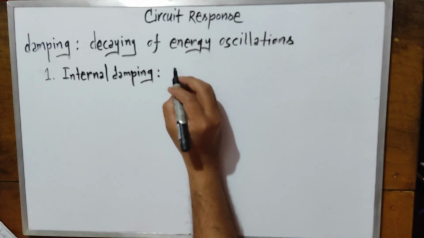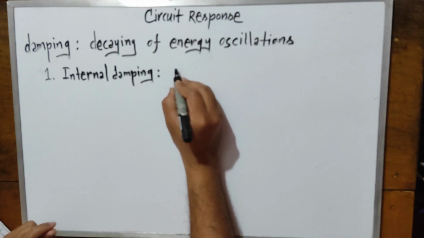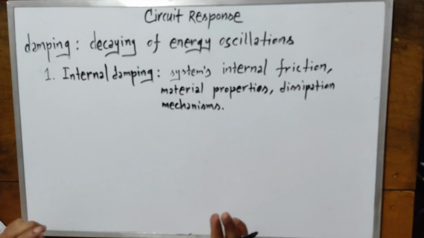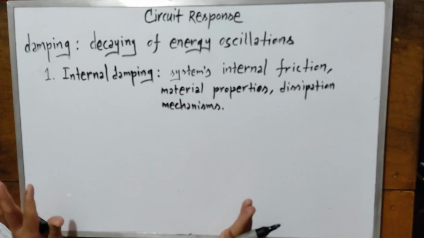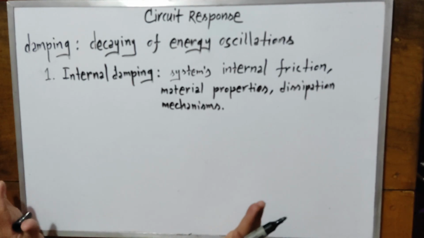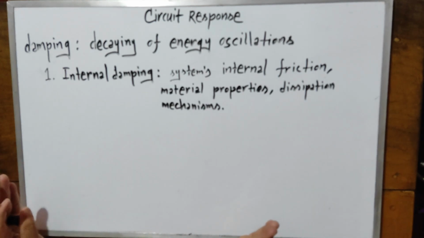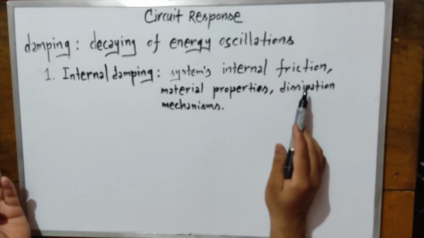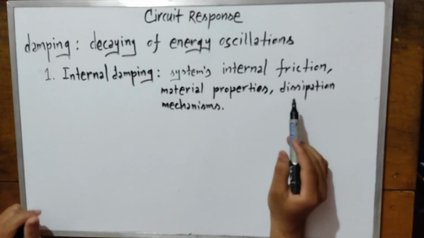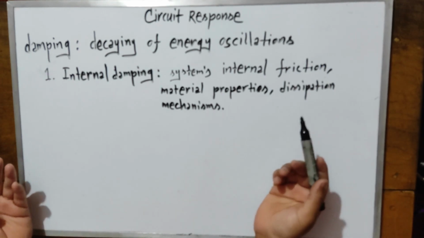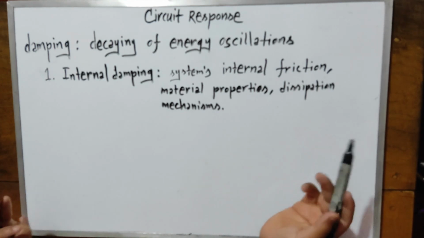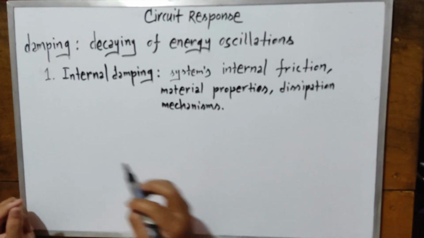Internal damping always exists in a system, no matter what. It's by nature, by default. A system possesses some kind of damping by its nature. Internal damping can arise due to the system's internal friction and the system's material properties. Basically, the dissipation mechanism of a system causes internal damping.